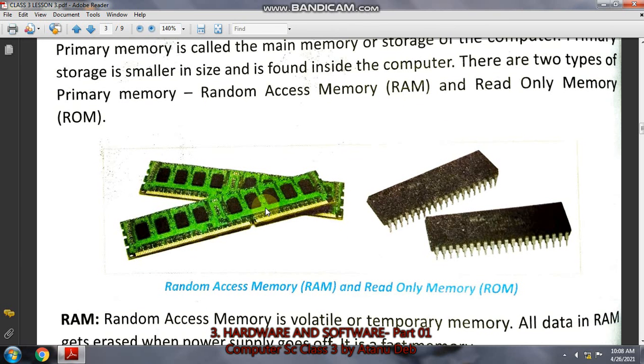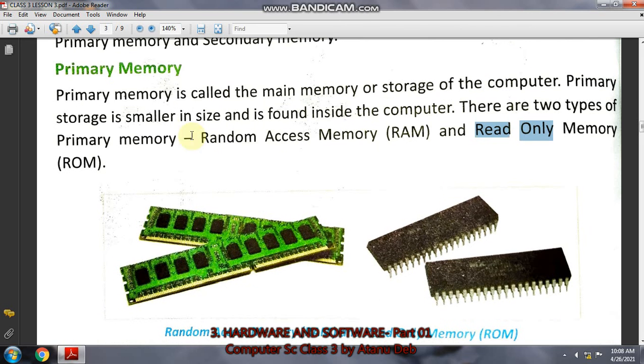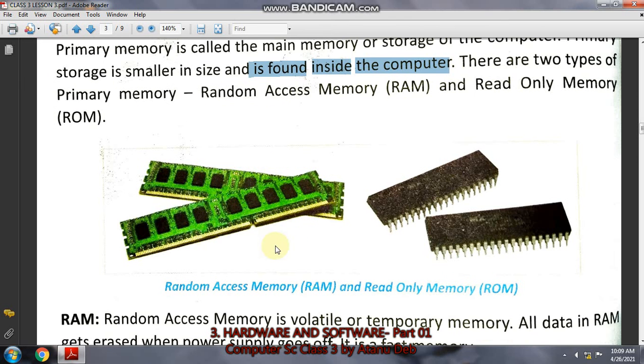So this green one is the RAM, random access memory. This green one is the random access memory, and the read only memory is this black color chip. It is fitted inside the computer, and both are called the main memory or storage of the computer. Okay, so it is found inside the computer. Remember that it is fixed inside the CPU box, that big black box, it is fixed inside that one, very small, these two.